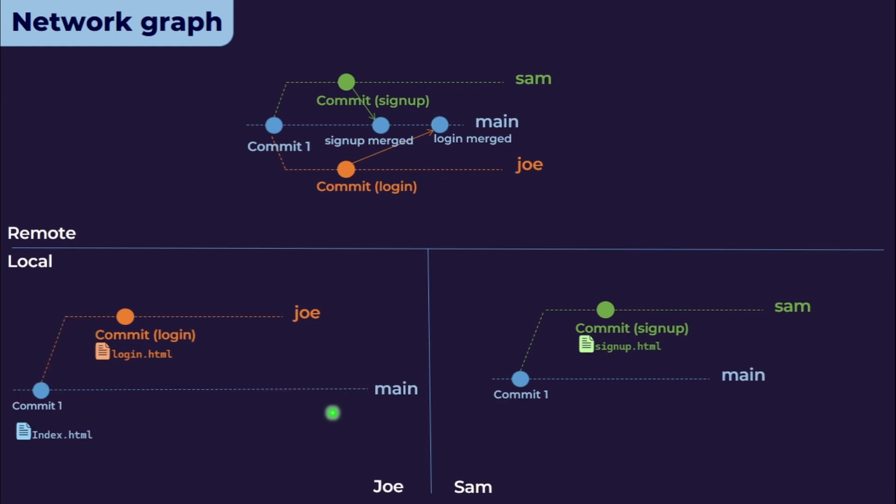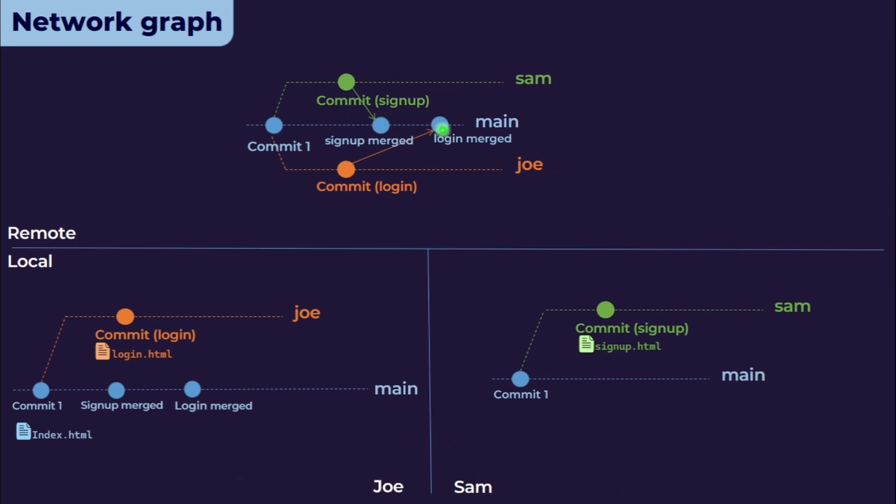And they can now pull those changes from GitHub to have the latest code also on their computer systems. So when Joe pulls the code from GitHub, he's going to grab these two commits, the signup merge commit and the login merge commit, and place them on his main branch locally. So his local main branch is now up to date with this latest commit here, the login merge commit, having all the latest up-to-date code modifications.